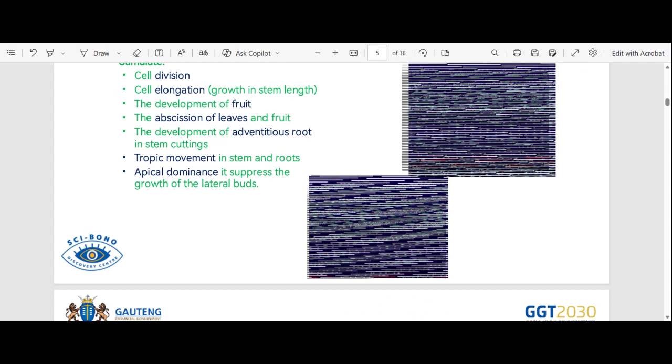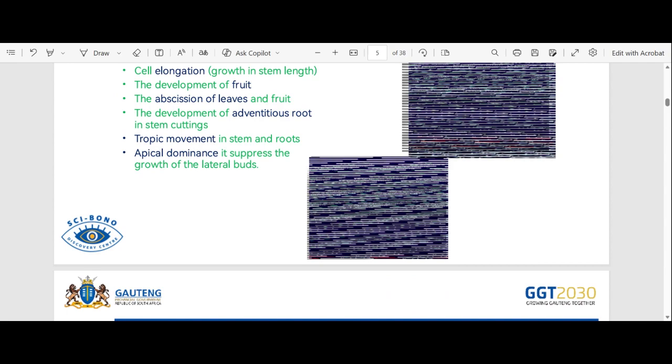Also, tropic movements in stem and roots. So they stimulate tropic movement. Tropic movement is when plants are responding to a certain stimulus, right? Okay, let's go to the final function of auxin. So the final function of auxin is apical dominance, they stimulate apical dominance.